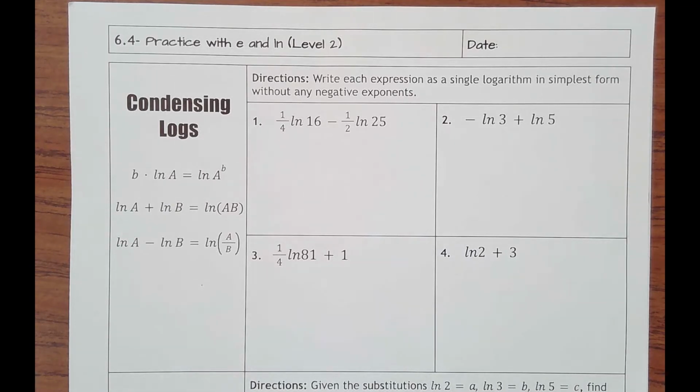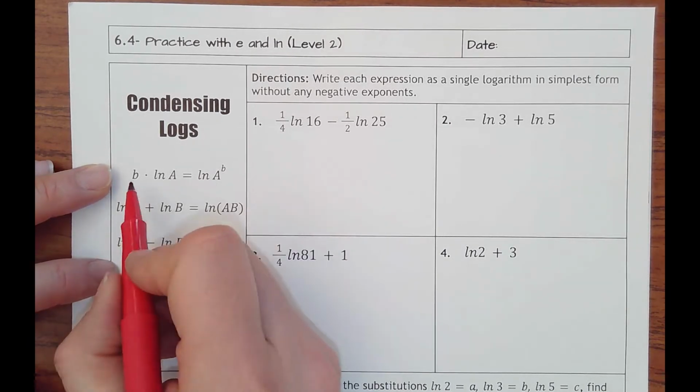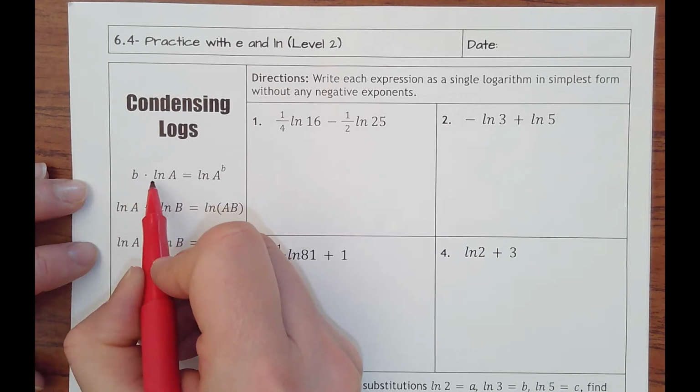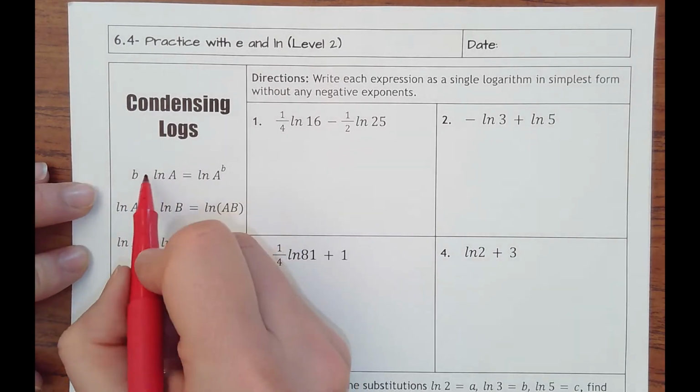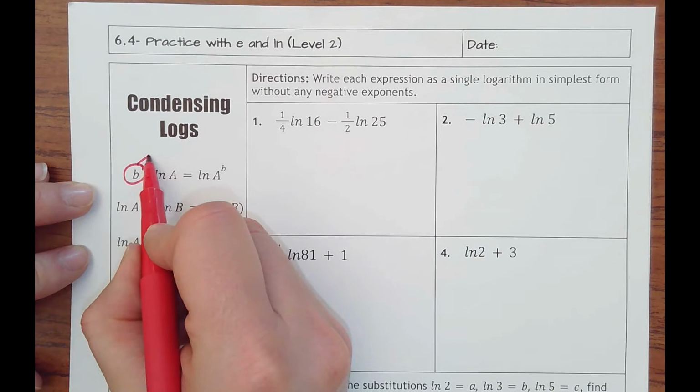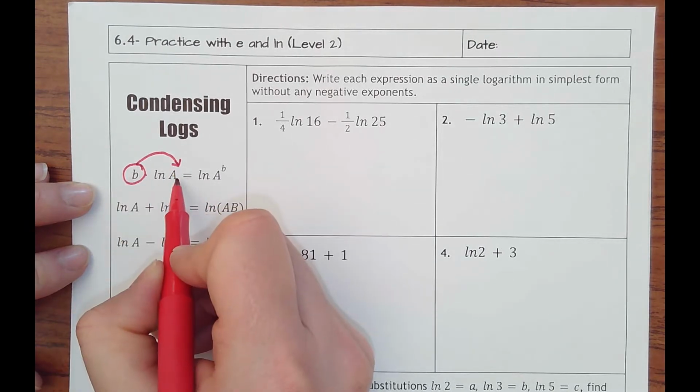Lesson 6.4, practice with e in natural log, level 2. These are going to be condensing and expanding, and these are the properties. So we've kind of already talked about this. When you have a number times a log or a natural log, that multiplication becomes a power.